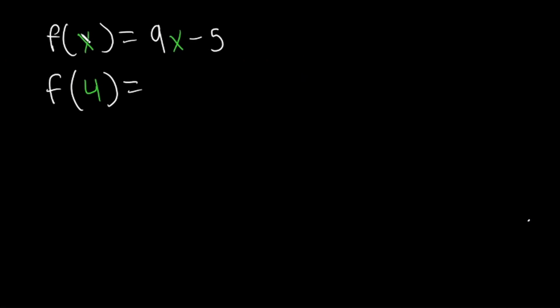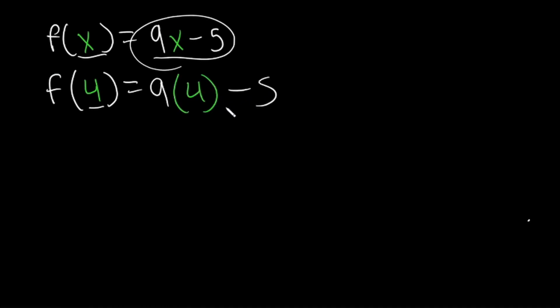Let's look at how to evaluate functions. If we had f of x is equal to 9x minus 5, what is f of 4 equal to? Well, if we replaced this x with a 4, then we can replace all the x's over here with 4s. So we would just replace the x's with whatever is inside of these parentheses. So we would get 9 times 4 minus 5. 9 times 4 is 36, minus 5, that is equal to 31.